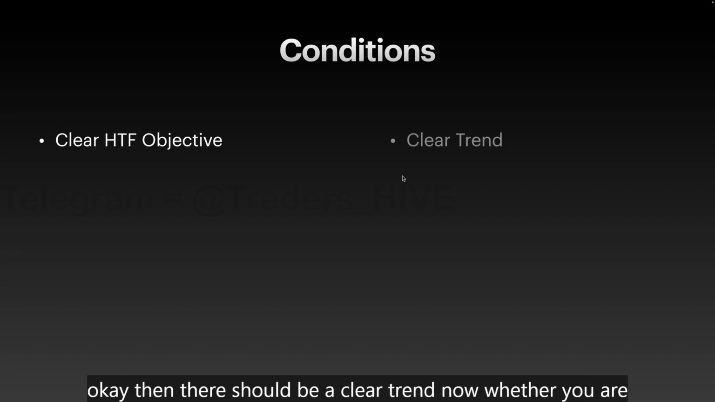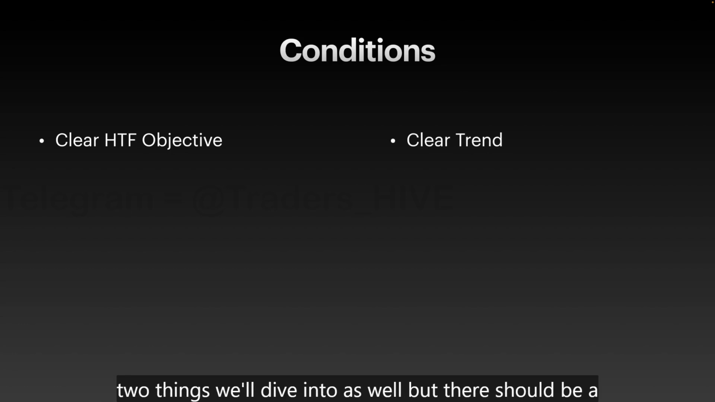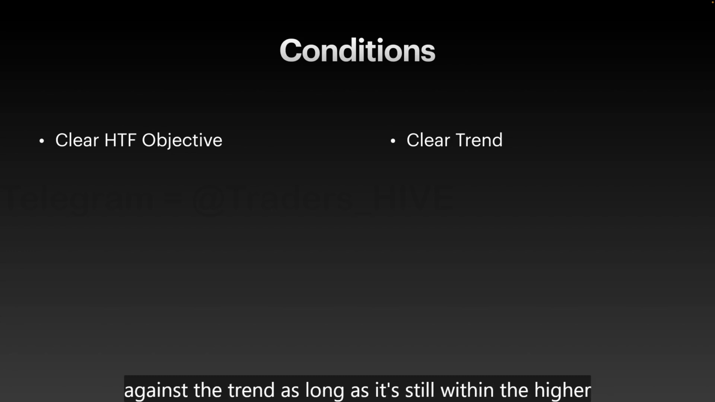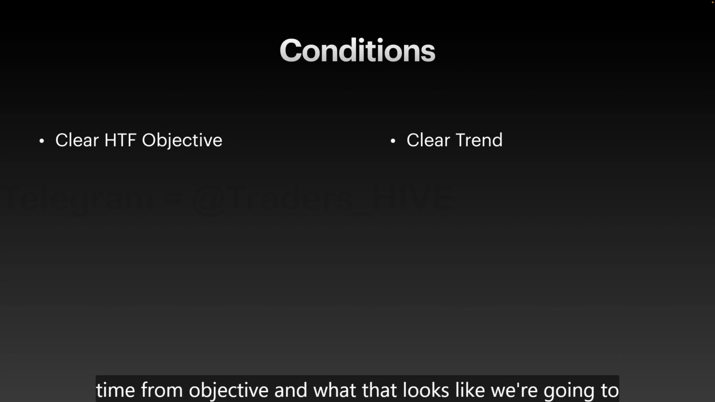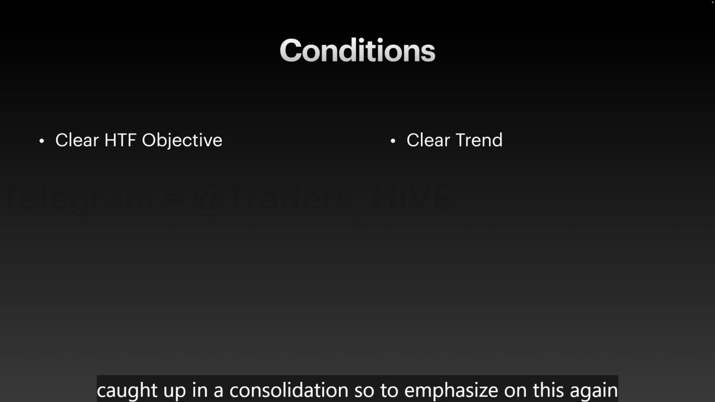Okay, then there should be a clear trend. Now, whether you are going to trade with the trend or against the trend, those are 2 things we'll dive into as well. But there should be a clear trend, because you can trade unusual context overall against the trend as long as it's still within the higher time frame objective. And what that looks like, we're going to dive into that. But it's important that you're not getting caught up in a consolidation.